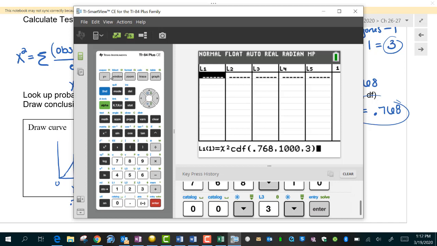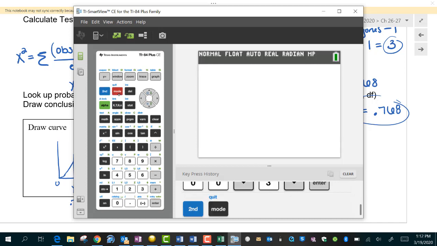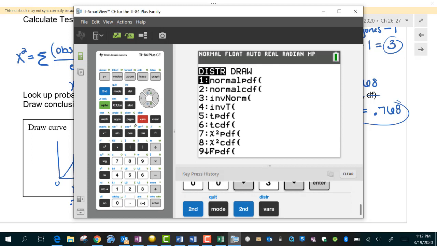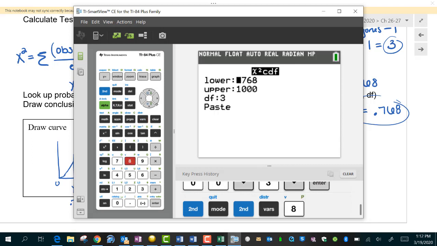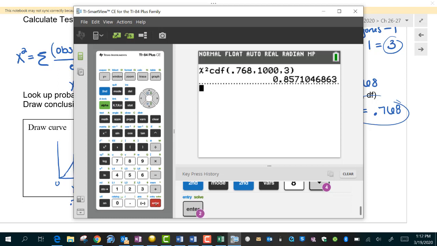Shoot. Sorry about that. Let me go back here. So second vars, number 8. Here we go. Okay, so I get a p-value of 0.8577.